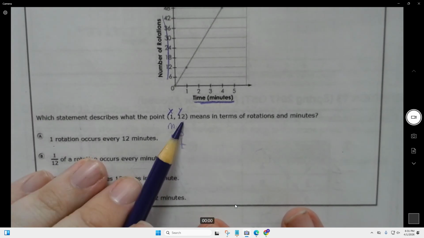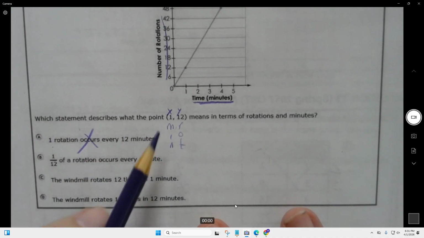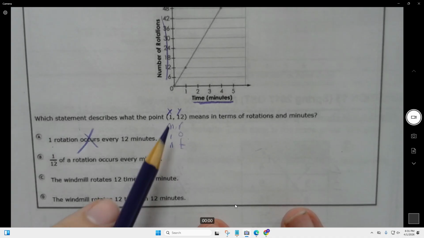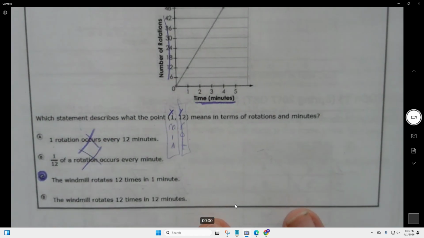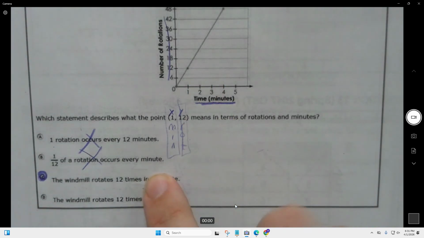One rotation occurs every 12 minutes. No. 1/12 of a rotation occurs every minute. No. The windmill rotates 12 times in 1 minute. That's the one. It's rotating 12 times per minute. 12 divided by 1 is 12.